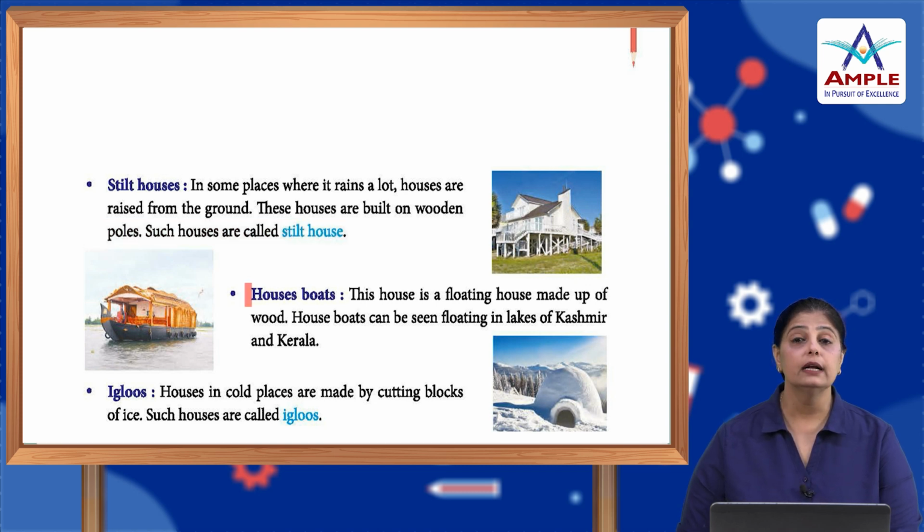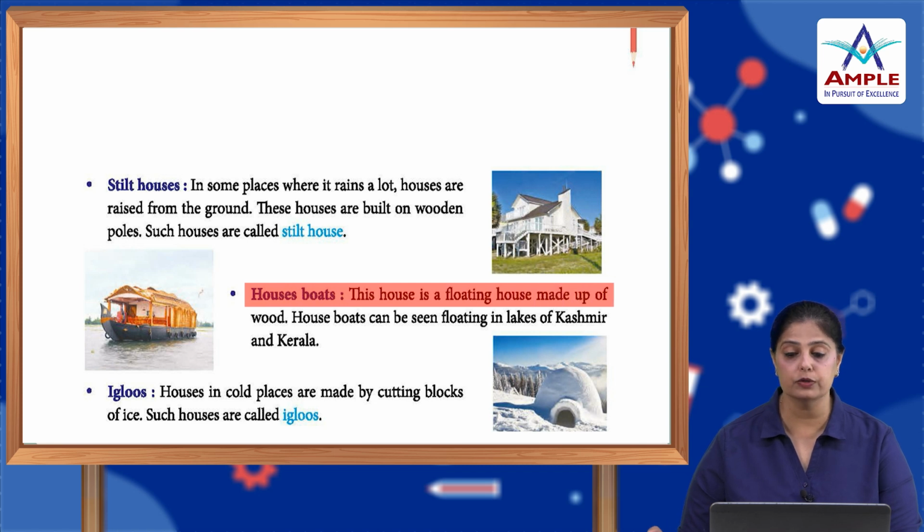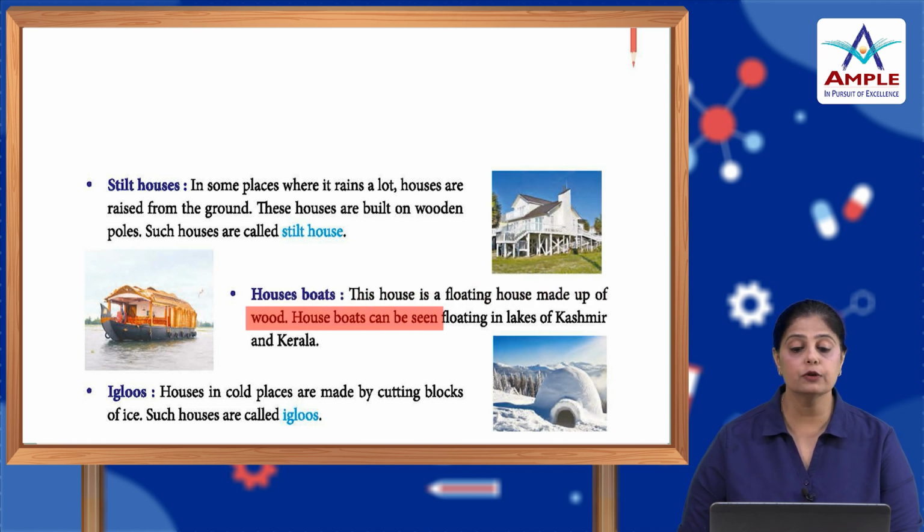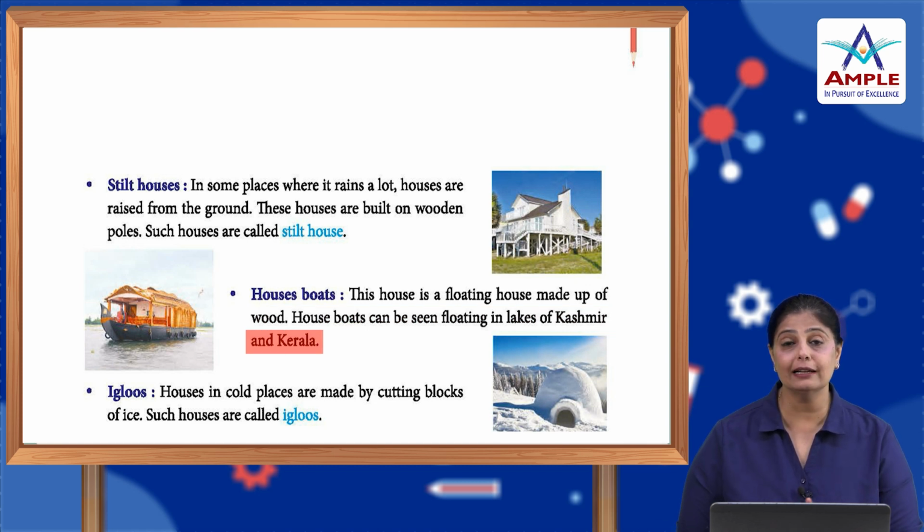Okay. Now next is houseboats. This house is a floating house made of wood. Houseboats can be seen floating in lakes of Kashmir and Kerala. Here also you will see that the houseboat has everything. It has a kitchen, it has bedrooms, everything possible. The only difference is that the houseboat is on the lakes. So in Kashmir, if you see the Dal Lake, you will see all these houseboats.